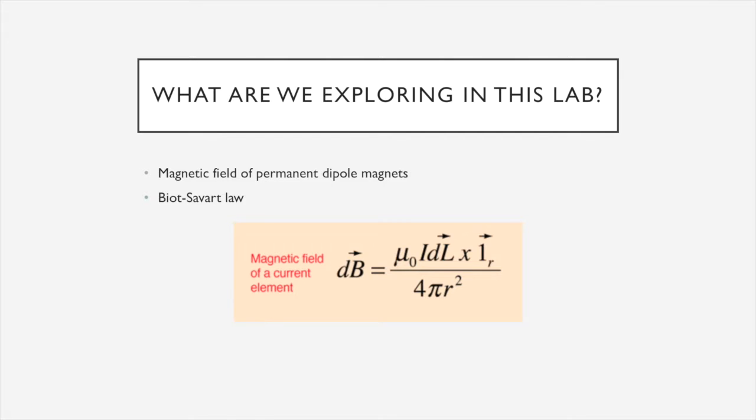So, in this lab, the first thing I was asking myself is, what are we exploring in this lab? And so I was seeing common themes. The introduction was talking about the magnetic field of permanent dipole magnets, and specifically looking at Biot-Savart's law. And so online, I found this equation that I think has really encapsulated a lot about what we've been learning in our lectures and in our problem sets, and then relating it back to this specific lab. And so I've put that here.